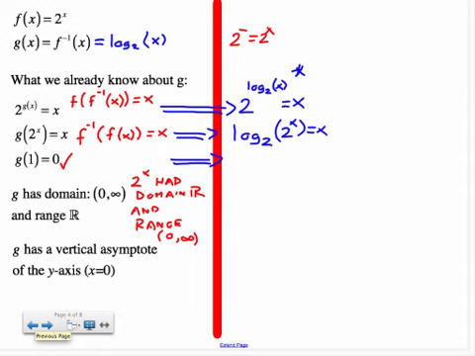Okay, this says that g of 1 should equal 0, so log base 2 of 1 should equal 0. Do we like that? 2 to the 0 power equals 1. Yeah, I like that. That's good.